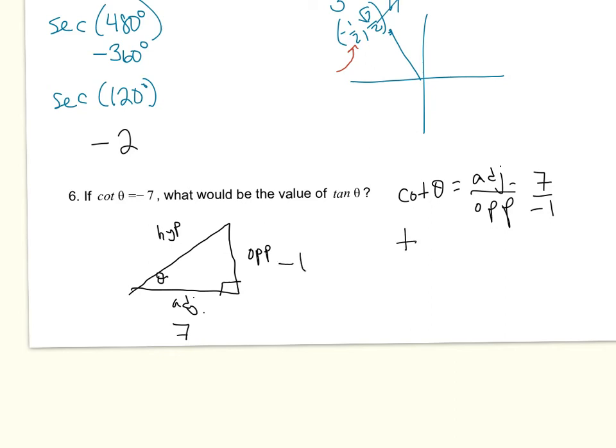Now the tangent is just the opposite over the adjacent. So really we just have to flip this thing to get negative 1/7. But if we did want sine or cosine, or secant or cosecant, we could certainly find that hypotenuse using the Pythagorean theorem.